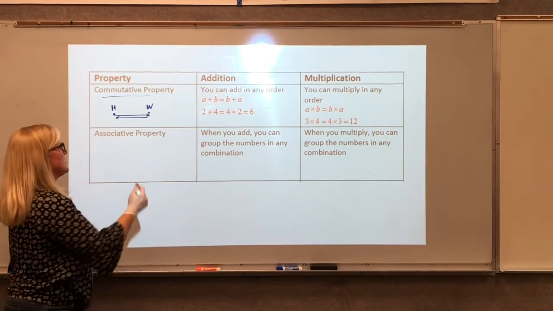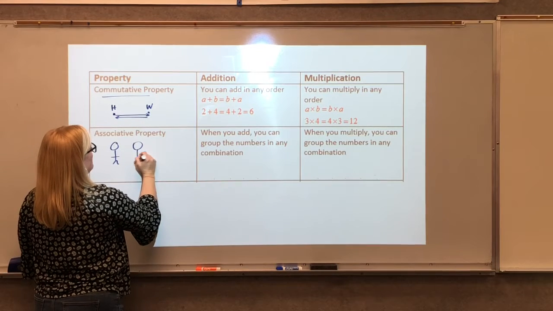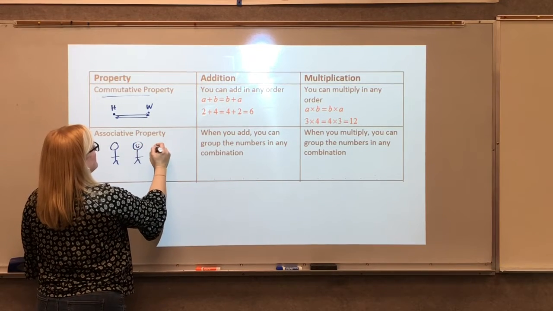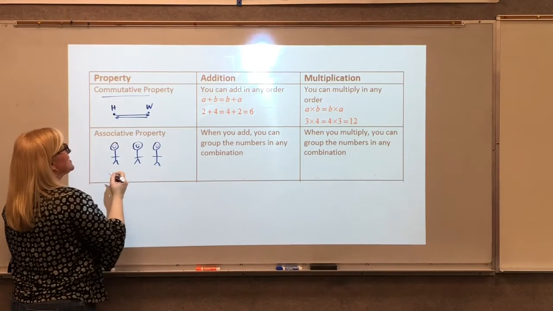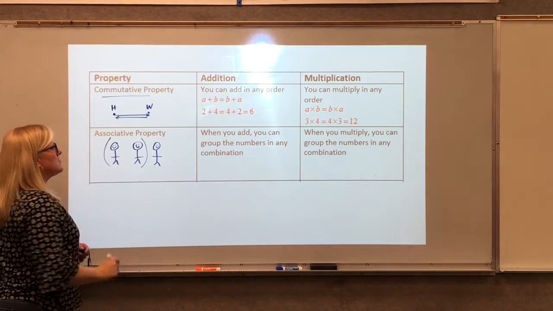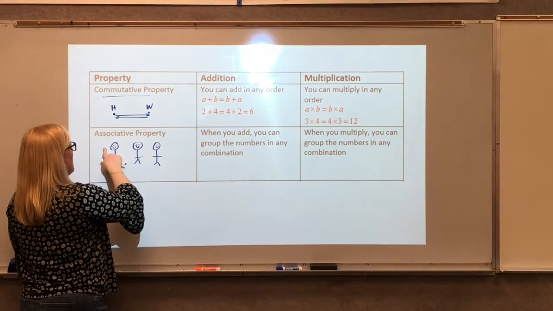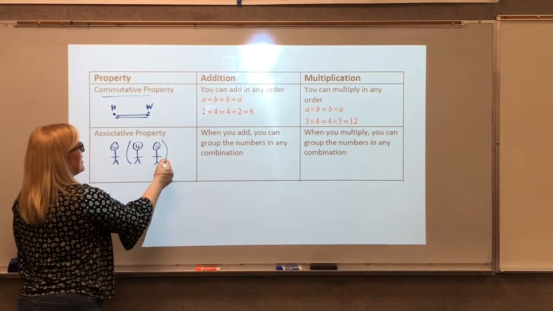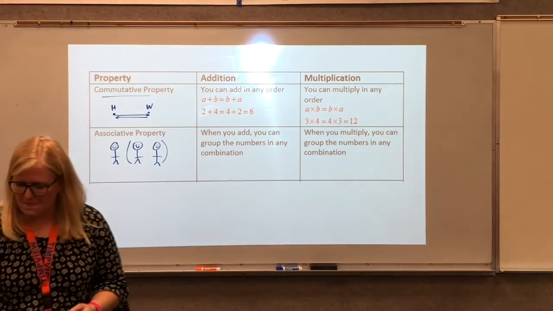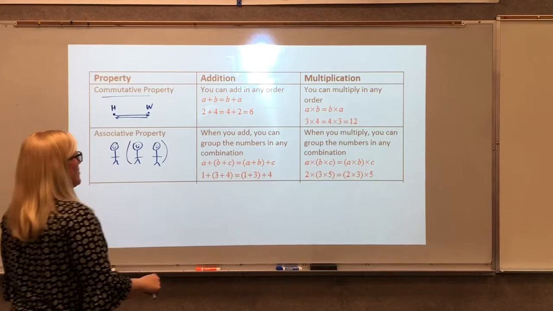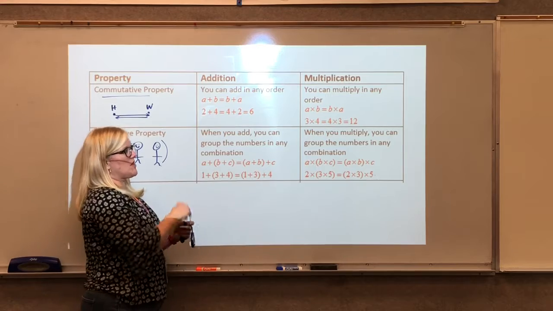And when I think about this, I think, here's me in the middle, and I have a couple of friends here on the outside. Okay, and sometimes I hang out with that friend, and sometimes I hang out with this friend. And friends are also called associates, right? So the associative property says that when you add, you can group the numbers in any combination. And the same thing with multiplication.